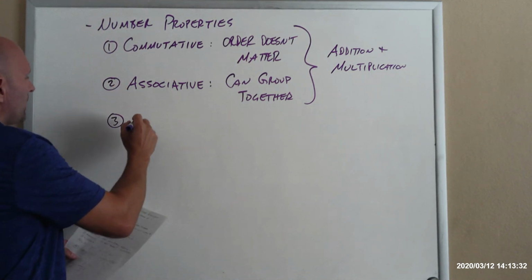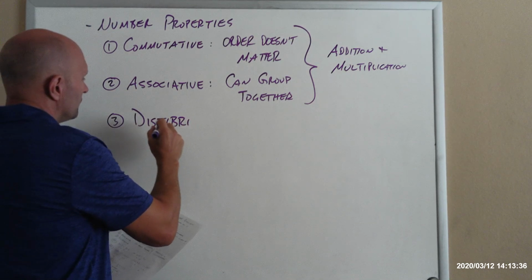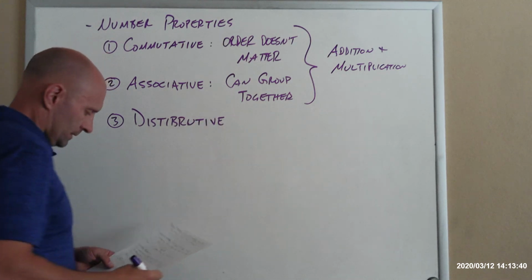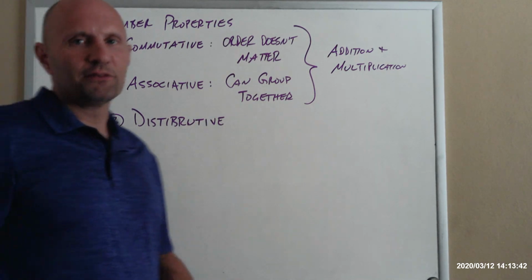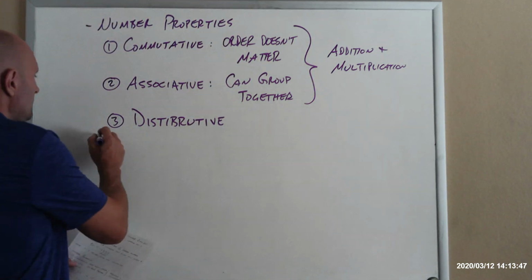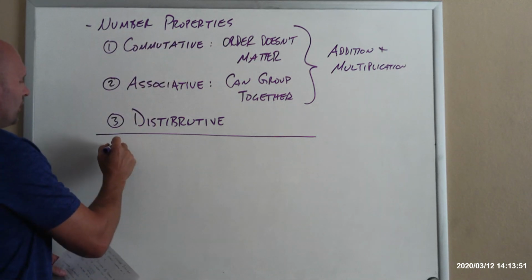And the third property we're going to talk about or look at is distributive. Distributive. So, as the name implies, we're distributing a number. So let's look at some examples here. Commutative we already looked at.